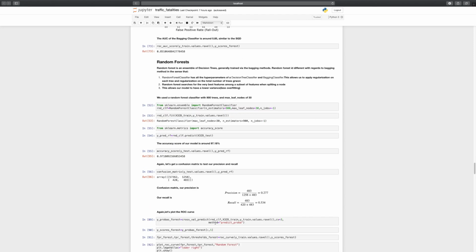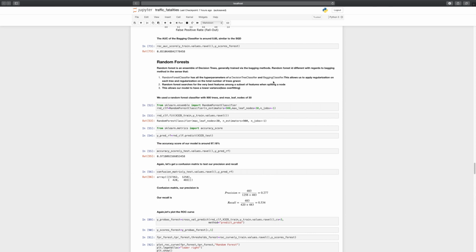The next ensemble method I used is a random forest. So what is a random forest? A random forest is also an ensemble of decision trees, generally trained via bagging. But the random forest is different from bagging in the sense that the random forest has all the hyperparameters of a decision tree classifier and a bagging classifier.